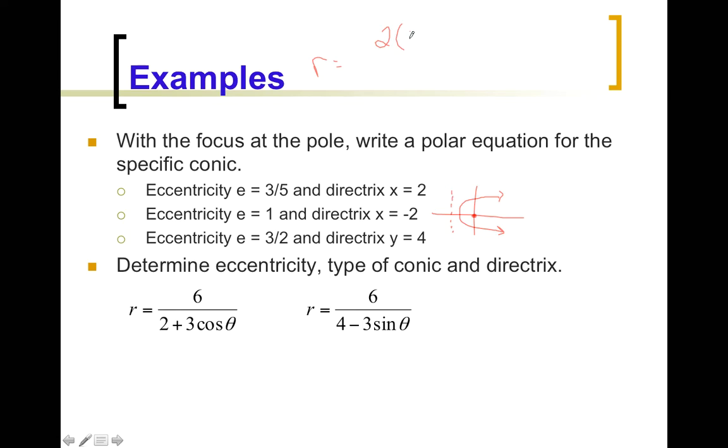k is 2, e is 1, and I get 1 plus, oops, sorry, not plus, because it is opening to the right, so it's actually 1 minus e cosine theta, and we just simplify, get rid of the parentheses. We're going to say it's 2 over 1 minus cosine theta, and there we go. We have a parabola opening to the right in polar mode.